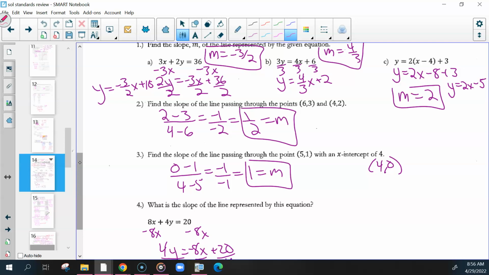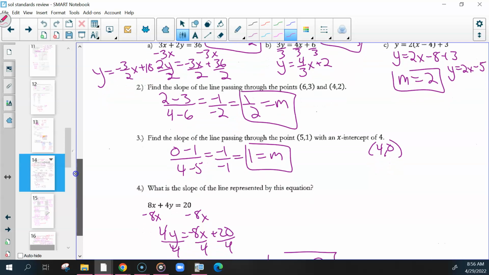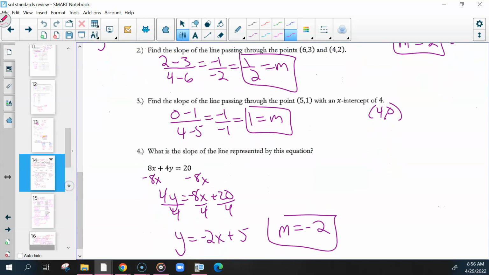Same thing with number 3, you can do it algebraically and get 1. However, you would need to know that an x-intercept is written in the format 4, 0. And then if you're graphing it, you would also need to know that so that you could plot both points and count the slope. And then for number 4, same thing, you could do it algebraically and get -2, or put that into Desmos and count your slope. Anyone need to see any of those in Desmos?